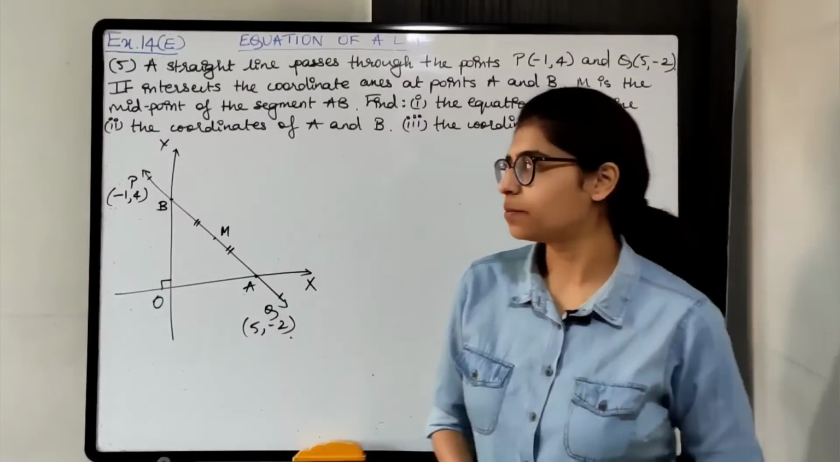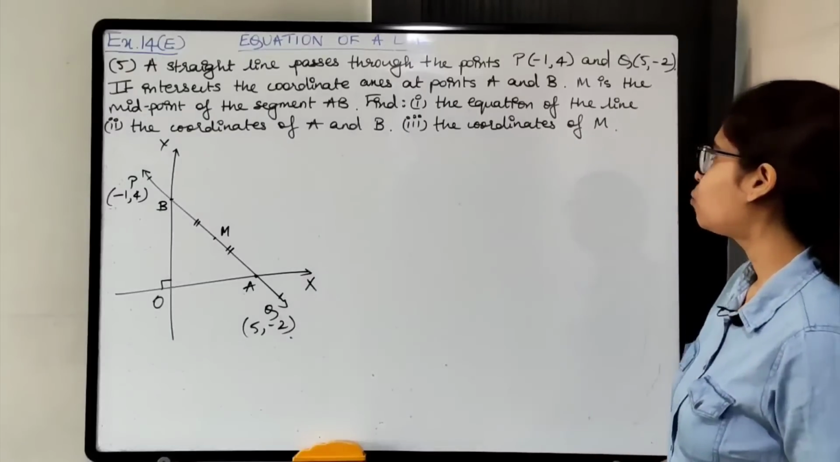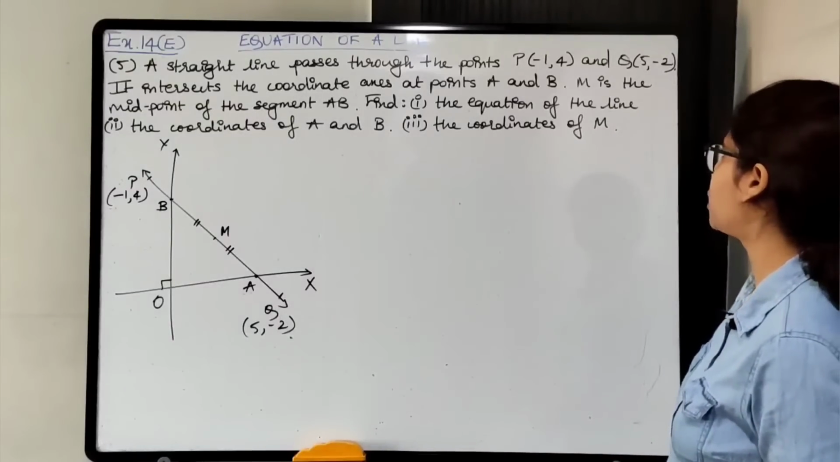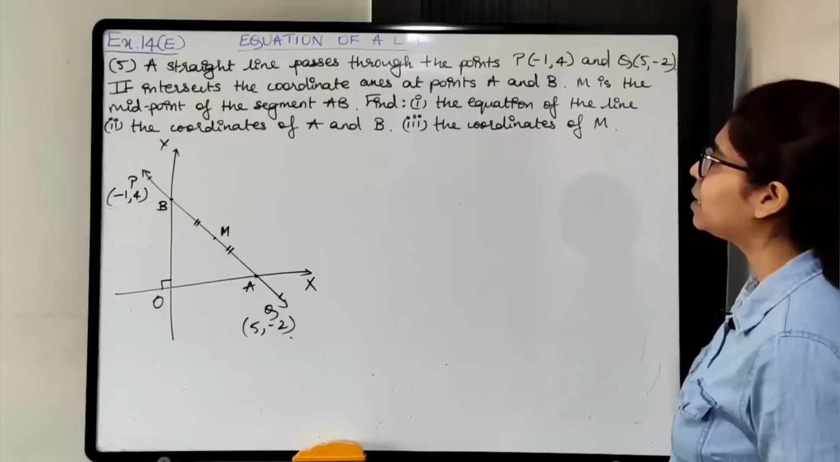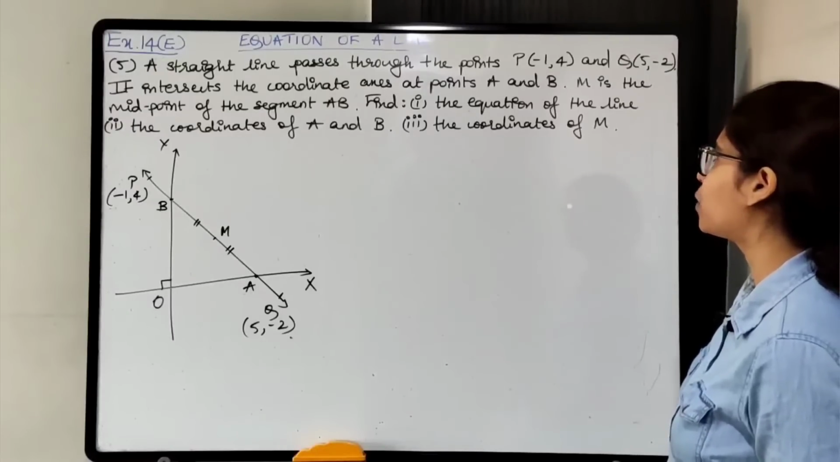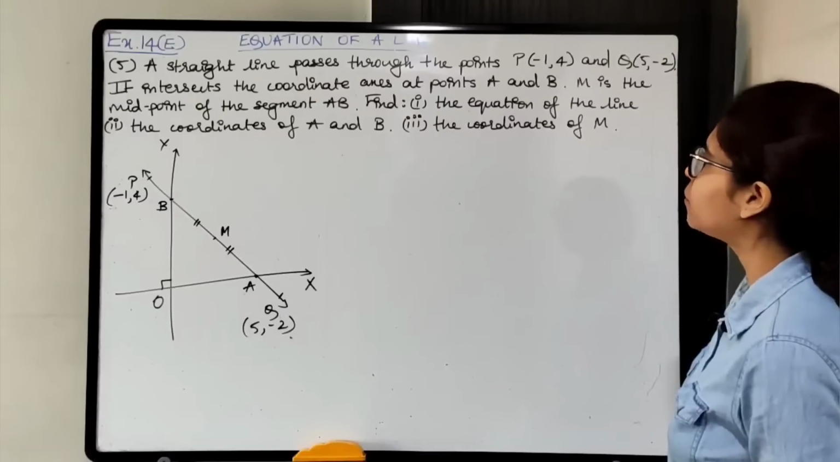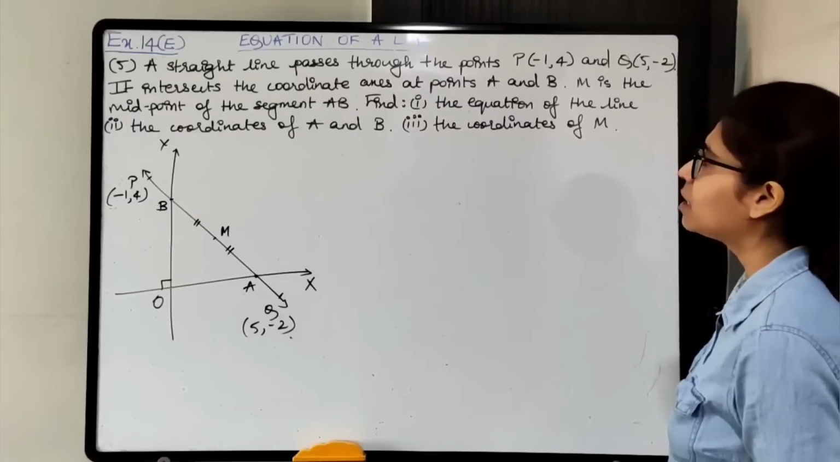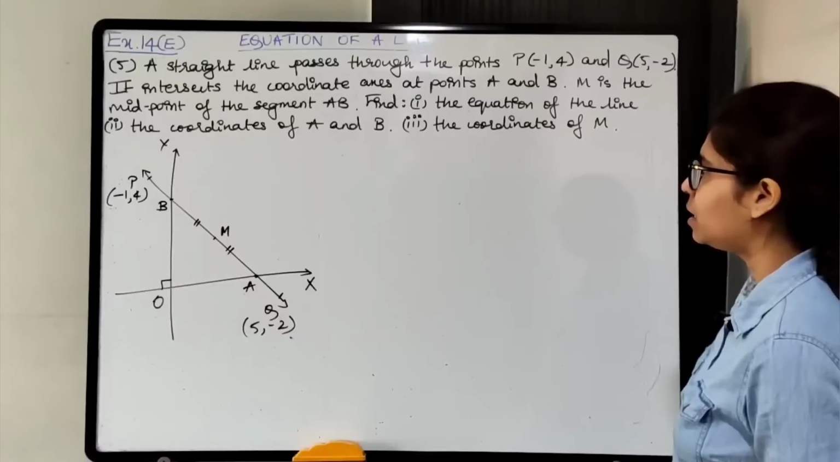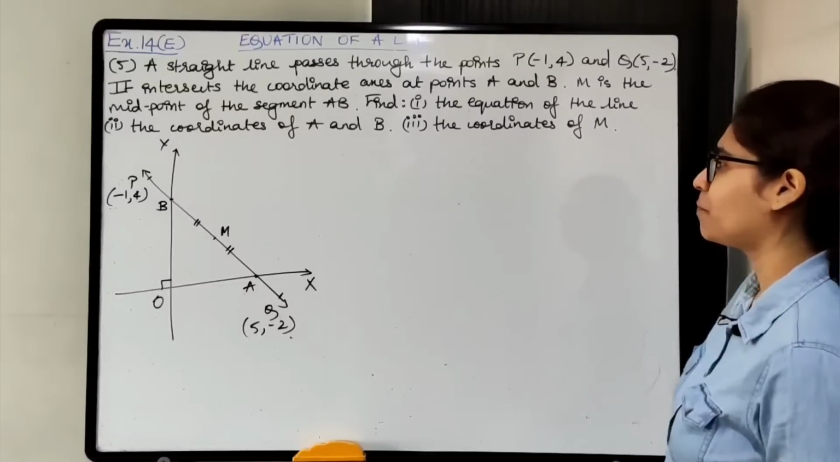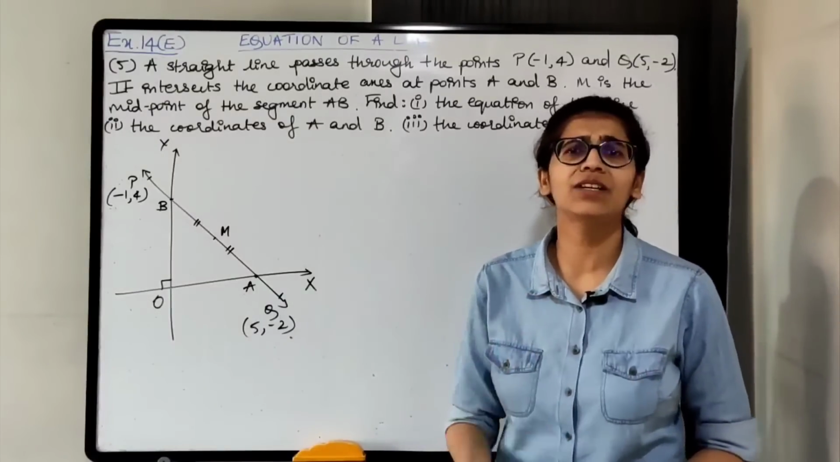Question number 5. A straight line passes through the points P -1, 4 and Q 5, -2. It intersects the coordinate axes at points A and B. M is the midpoint of the segment AB. Find first part the equation of the line, second part the coordinates of A and B, third part the coordinates of M. It's a very easy question.